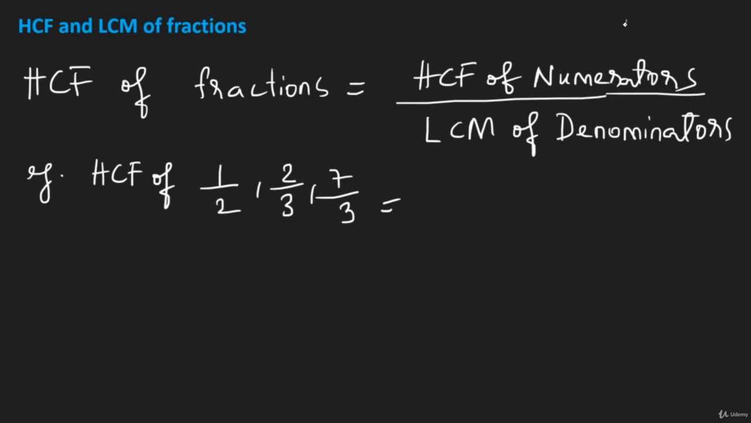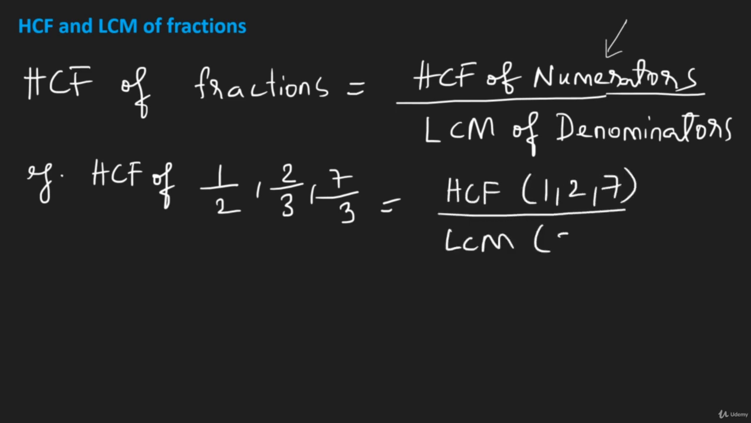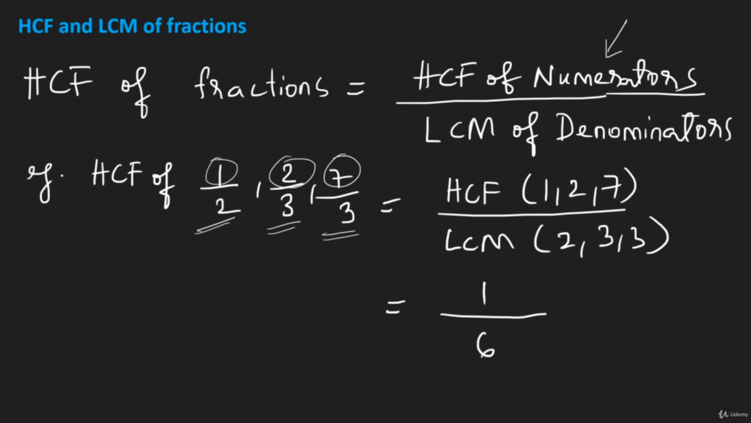As per this formula, this would be equal to the HCF of 1, 2 and 7, that's the numerators, divided by the LCM of 2, 3 and 3. And the HCF of 1, 2 and 7 is 1 because there is no common factor among 1, 2 and 7. And the LCM of 2, 3 and 3 would be 6, right? You can take out 3, you will be left with 2, 1, 1, and then 3 into 2 into 1 into 1 will give you 6, right? Therefore, the answer over here is 1 by 6.